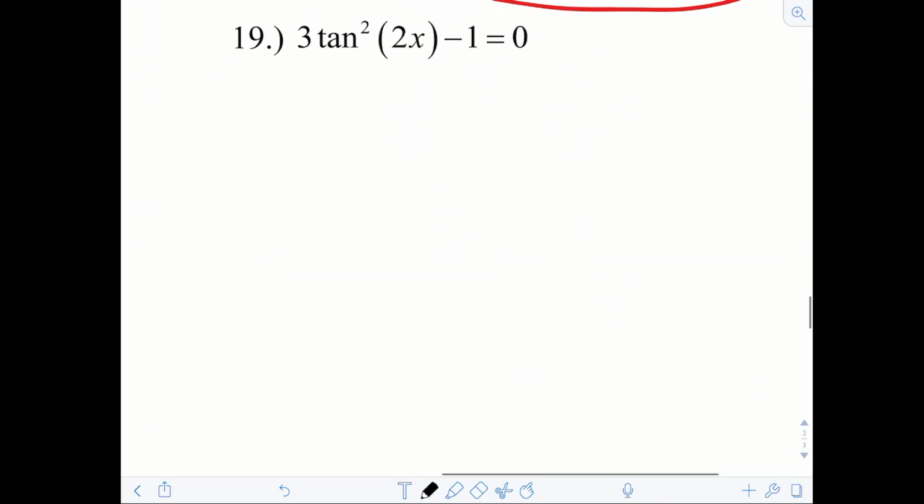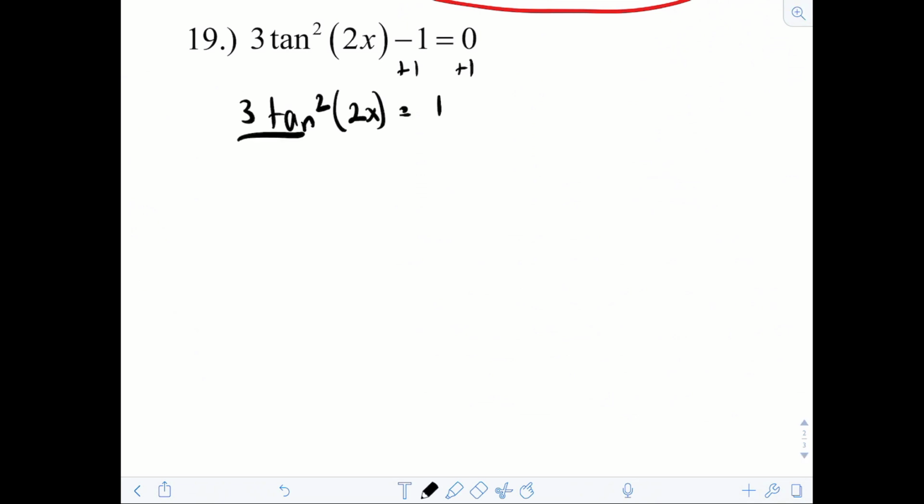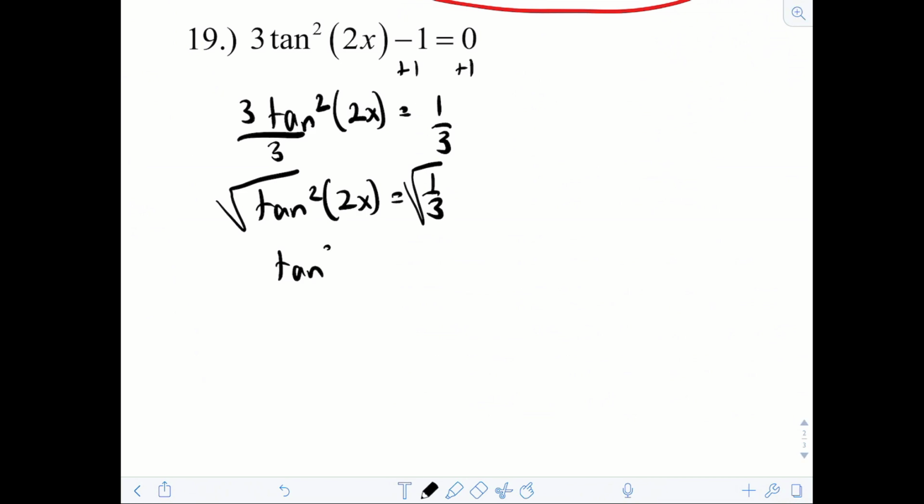Okay, number 19. Now this is probably by far the hardest problem on this review, so we're going to go through this step by step. I'm going to add 1 to both sides and then divide by 3. So I'm at tangent squared of 2x is equal to 1 over 3. Square root both sides, so I get tangent of 2x is equal to plus or minus 1 over square root of 3, or you could also write that as root 3 over 3, whichever one you're more comfortable with.